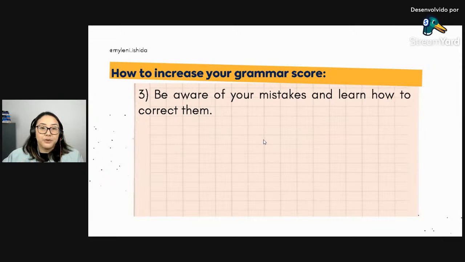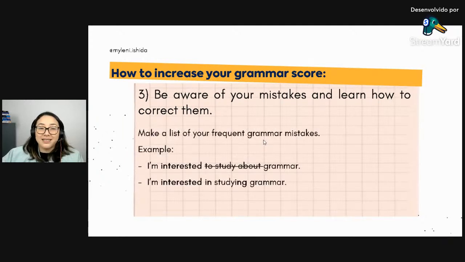Third tip for you to increase your grammar score. Be aware of your mistakes and learn how to correct them. This is self-knowledge. You need to know the grammar mistakes you usually make. And you are going to write them in a list. Make a list of your frequent grammar mistakes. I just put this one on Instagram today on the stories.